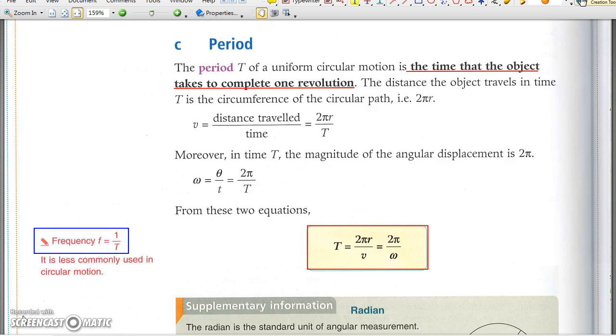C. Period. Period is the time taken for the mass to complete one revolution. Obviously, apply t equals distance over velocity, which gives velocity equals distance traveled over time taken, which is 2 pi r over period. Similarly, from angular velocity equals change in angular displacement over time taken, we see that the angular velocity equals 2 pi over period.